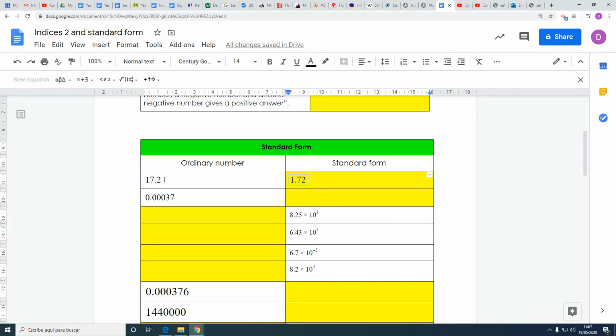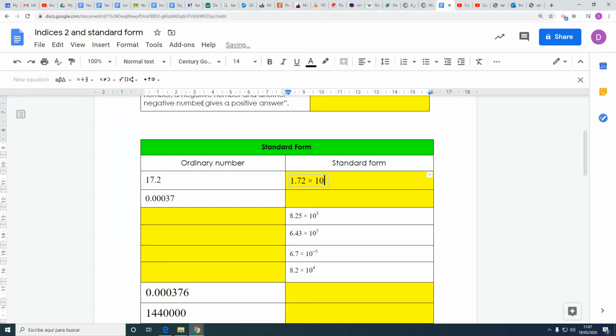The real number is 10 times bigger than this one. Look, 17.2, 1.72. The real number we started with is 10 times bigger. So we're going to have to put times 10 to the power of 1. And that is how to change from an ordinary number to standard form. I'll just do one more of these.